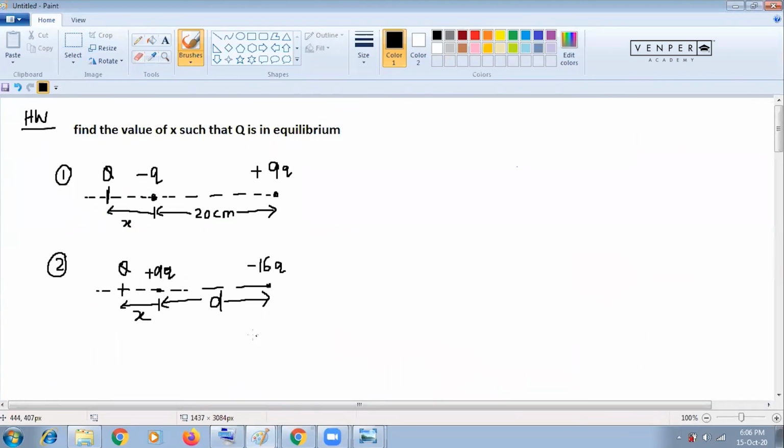So here are opposite charges, right? For unlike charges, your equilibrium point is outside and near the smaller charge. You see here 9Q, here 16Q. So near the smaller charge 9Q, that's why we have kept it at 9.